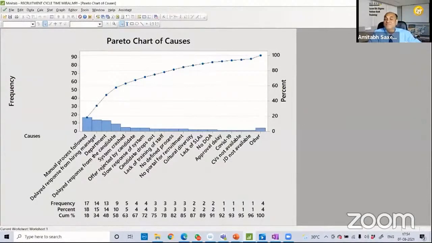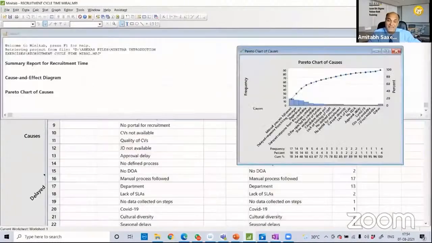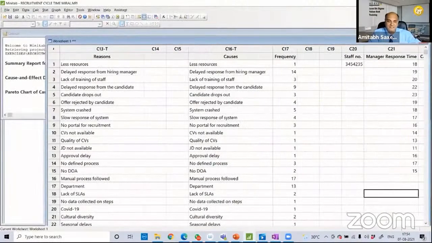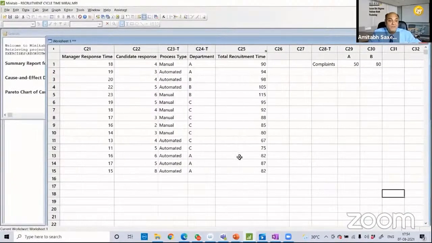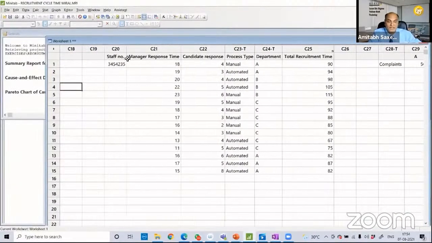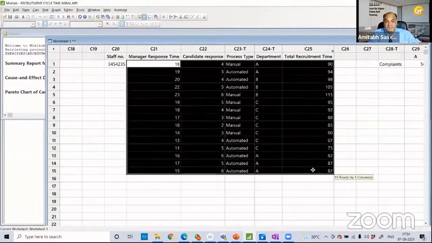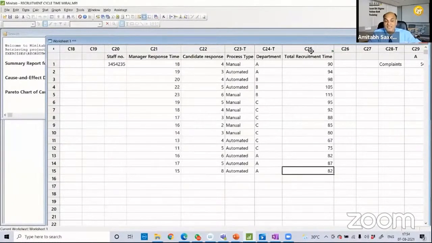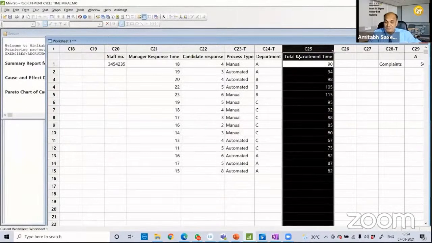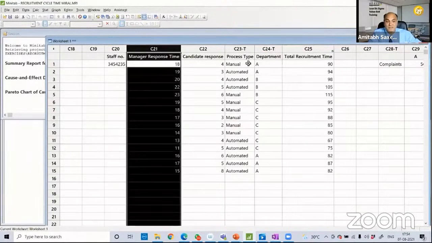Now this is a preliminary investigation, dear friend. Let me validate them. How will I validate? When I collect more data. I thought the hiring manager was not responding, so I collected that the manager response time was 18 days, candidate response time was 4 days, process type followed was manual, department was A, and the recruitment time was 90. I collected 15 such samples and start investigating why. Total recruitment time is Y, the output. Is it impacted by an X factor, like the manager's response time?